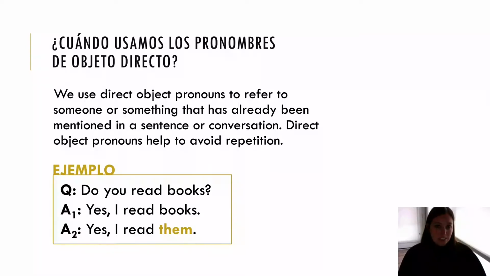As we can see in this example in English, we may ask someone, "Do you read books?" They can respond, "Yes, I read books." Or, more realistically in English, we shorten this up by saying, "Yes, I read them." Spanish does a similar thing.